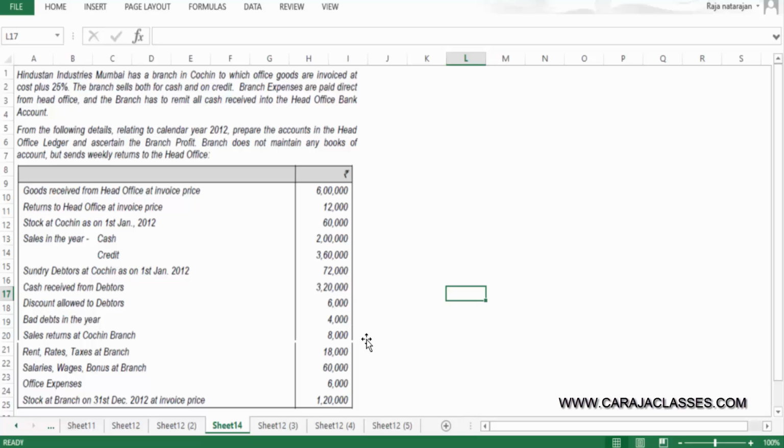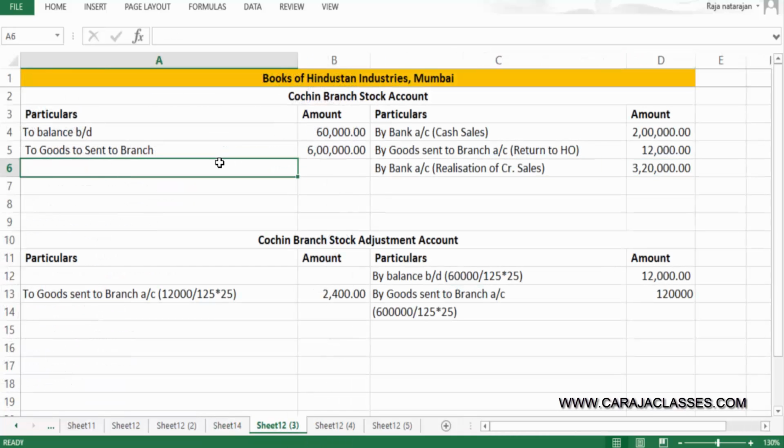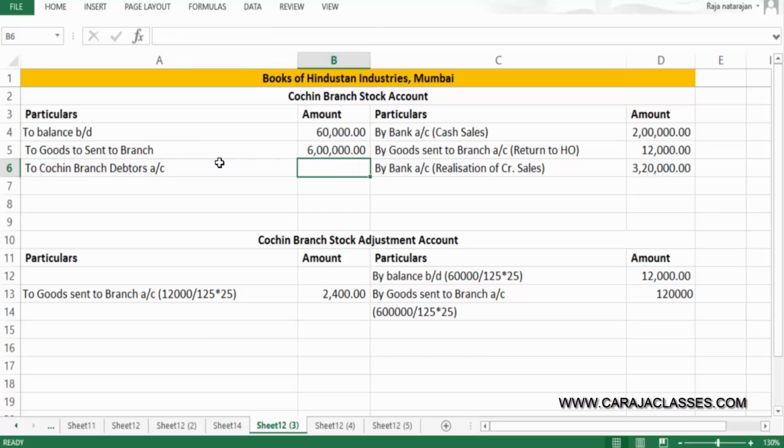Then we have sales written at Cochin branch, and the effect is branch debtors will come down, but the branch stock will go up. Okay, so in branch stock, we'll say branch stock to branch debtors, or we can write as Cochin branch debtors account. And what is the amount involved? It is 8,000.